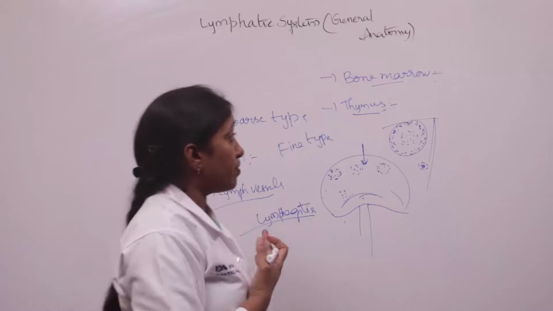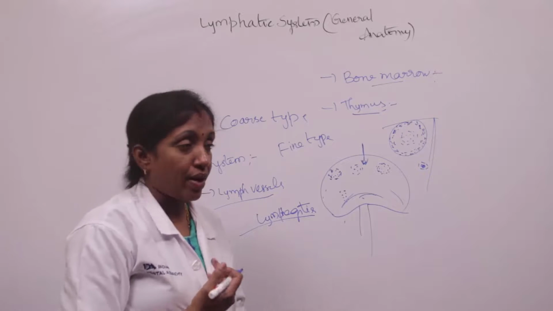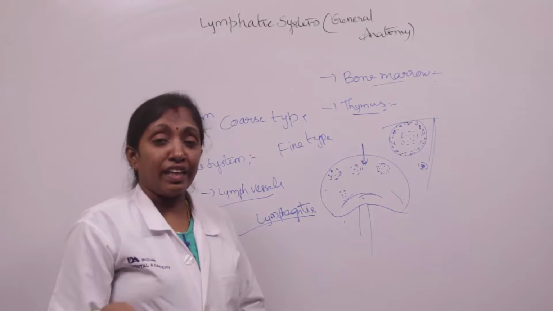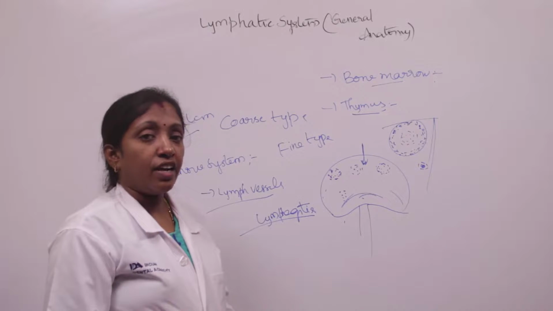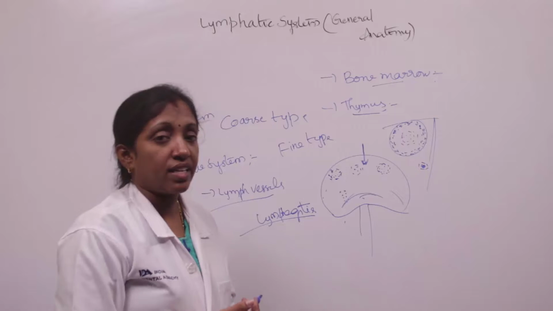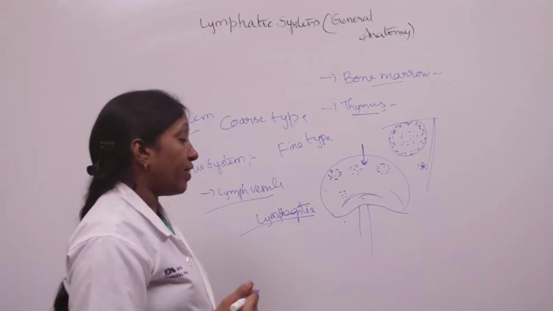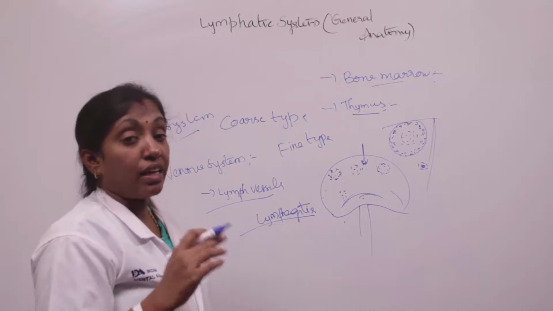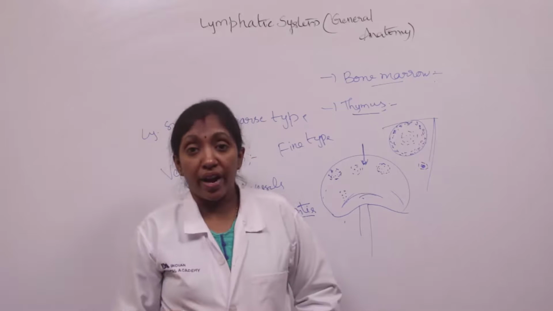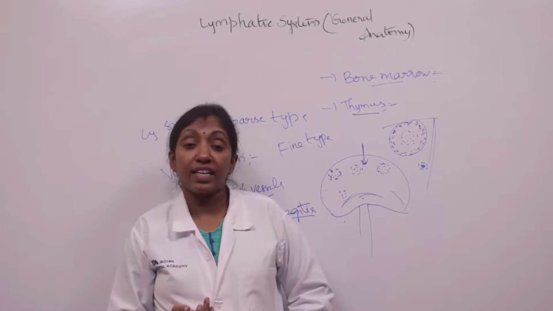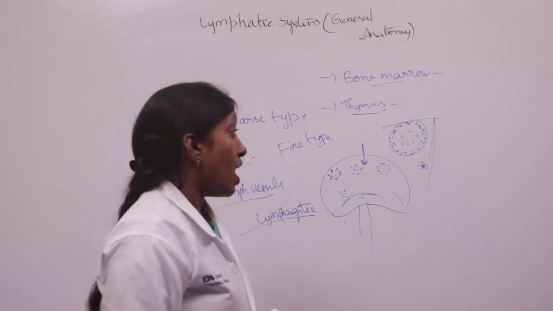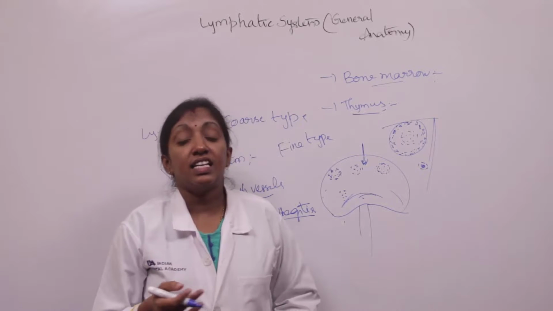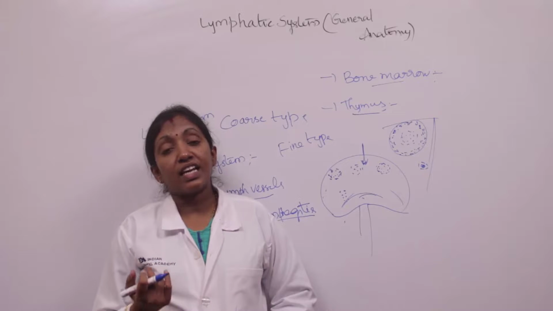Okay, and these lymphocytes are produced by the bone marrow as well as the thymus. Usually the lymphatic ducts drain into the venous system. On the left side we have the thoracic duct, on the right side we have the right lymphatic duct, and the lymphatics are absent in the brain. We can't see lymphatics in the brain, so the brain is devoid of lymphatics. And one more thing: the lymph is usually a colorless fluid.